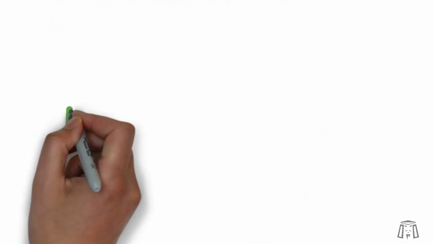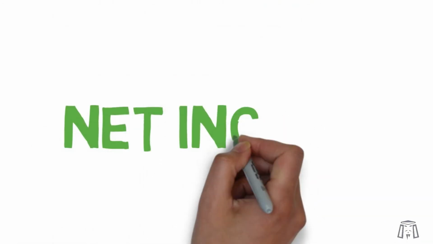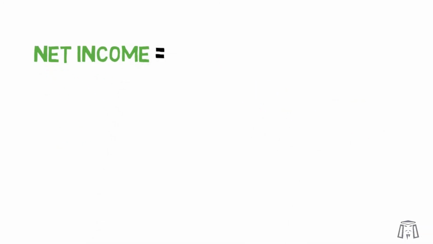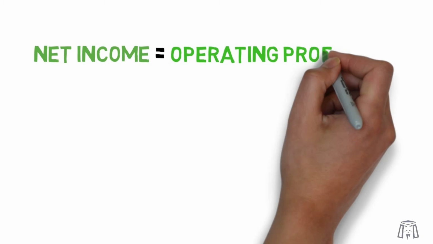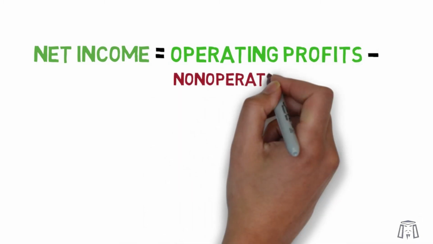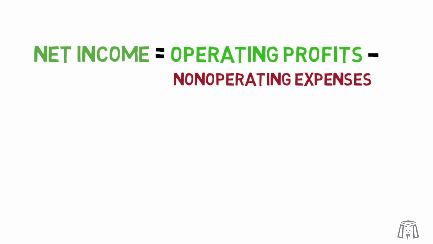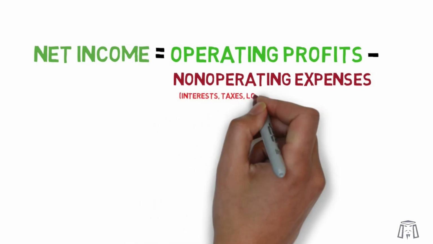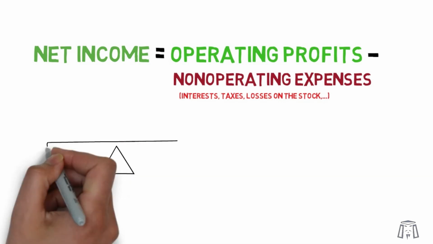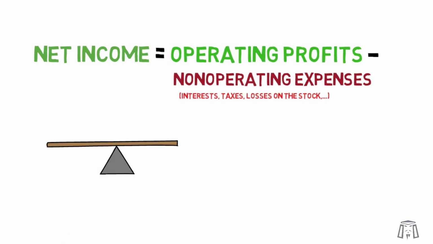Now we're ready to talk also about the net income, which is useful in many ways. This equals operating profit minus non-operating expenses. For example, interest, taxes, losses on the stock. So after adding and subtracting, we reach the net income.